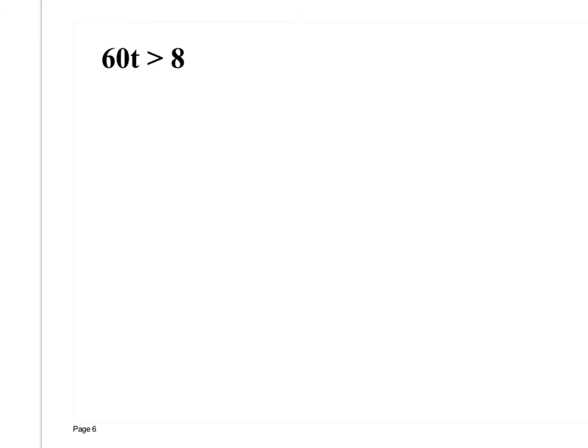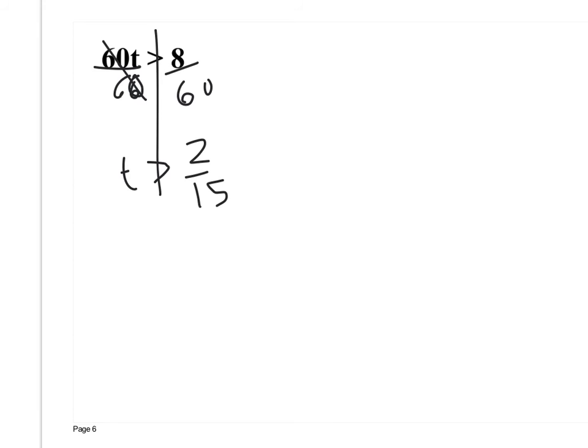All right, let's do this problem. I have 60t is greater than 8. What I need to do is get t by itself. So I divide by 60, which makes that a fraction, because fractions are division problems. I divide by 60 over here, and I need to figure out what 8 divided by 60 is. In case you did the math in your head, you should have got 2/15, by reducing by 4.